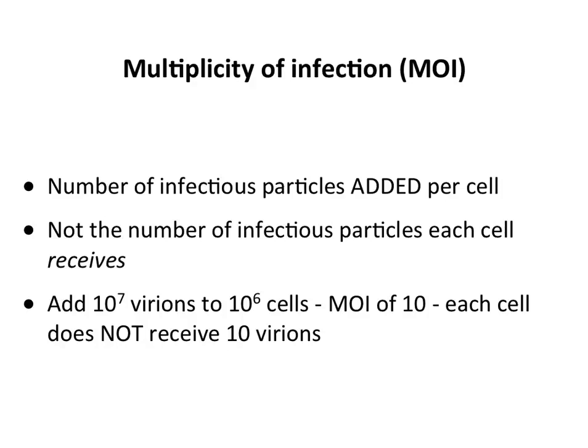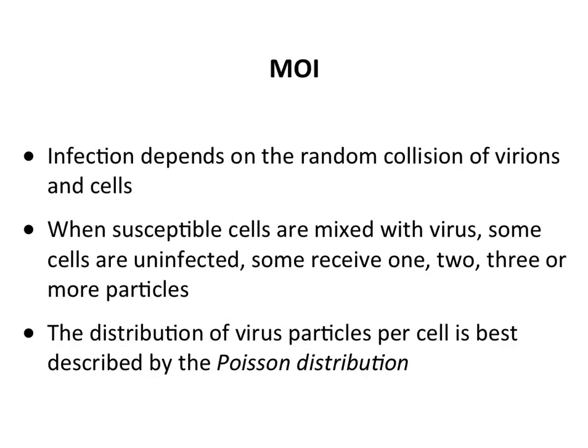That is determined by a mathematical calculation. The reason for that is that the infection of cells by viruses is a random event. It depends on collision of viruses and cells happening randomly. You add virus to cells, they're moving around, and sometimes they will hit cells and sometimes they won't.